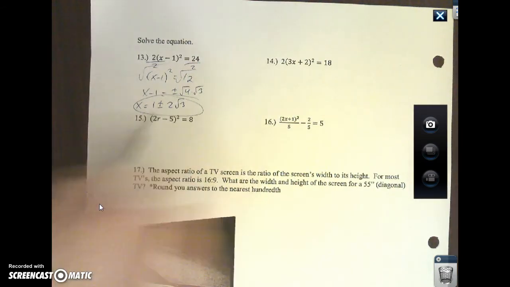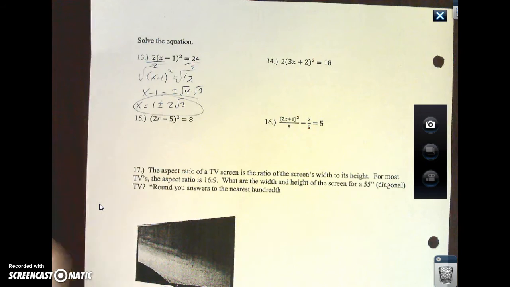Again, I can't combine these together. 1 plus 2 does not equal 3 root. 1 plus 2 root 3 does not give me 3 root 3. They just keep them separated. Okay. Same idea for 14.